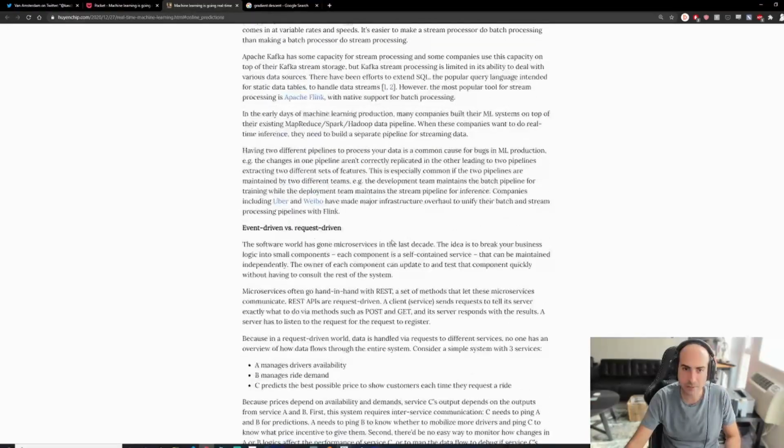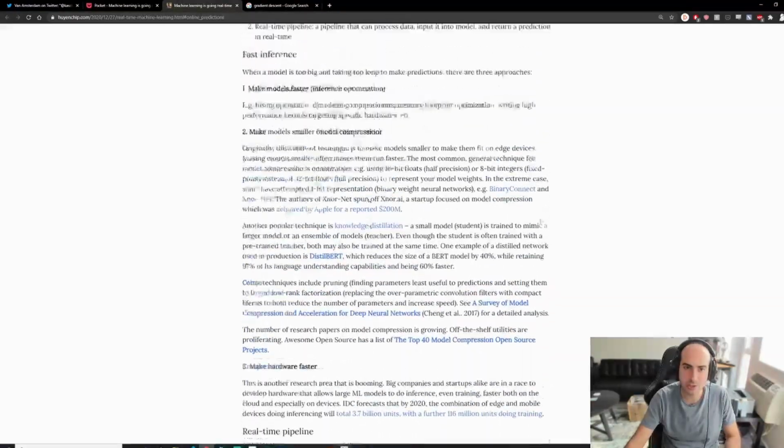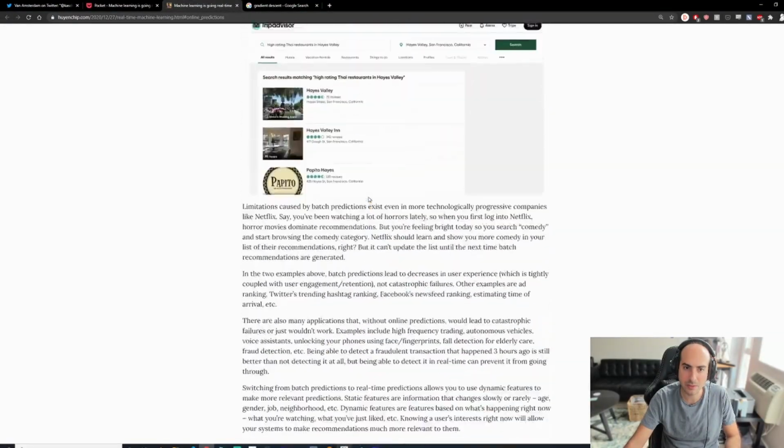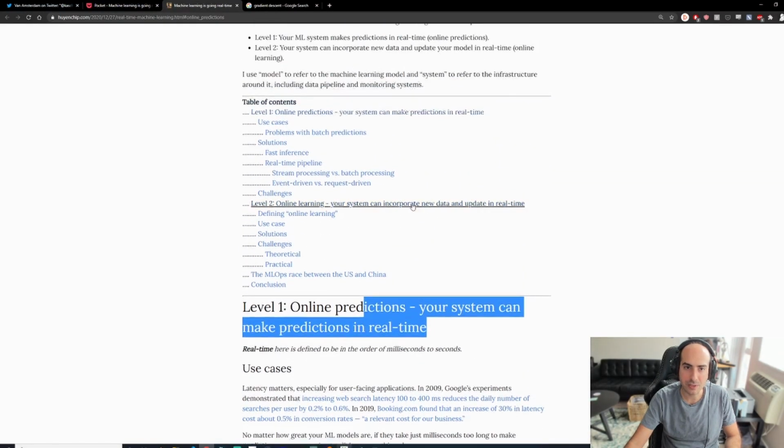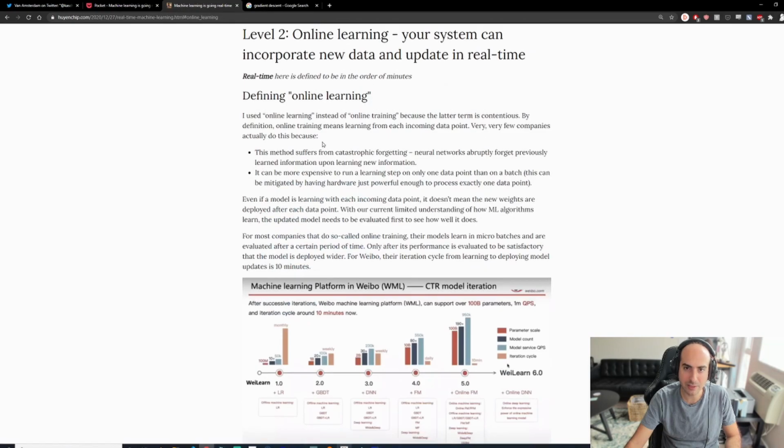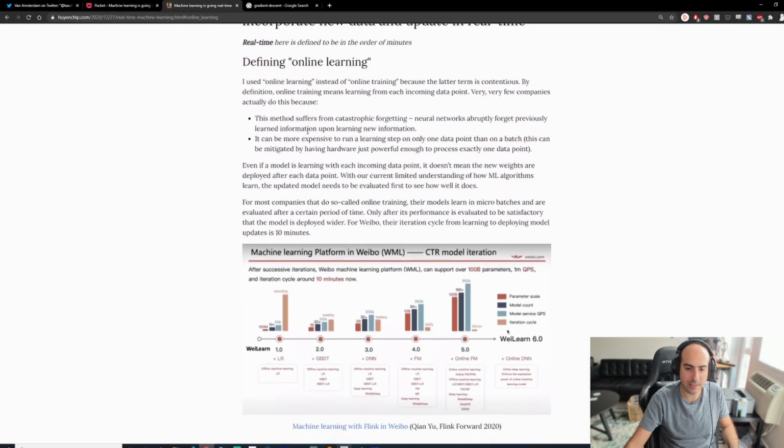So here, for example, oh, that's interesting. So she's basically saying that there are levels here? Level one, online predictions. Yeah, interesting. So level one is online predictions, and level two is online learning. What I believe she's talking about with online learning is that you can adjust the training of your model as you go along, and you can do this adjustment very quickly.